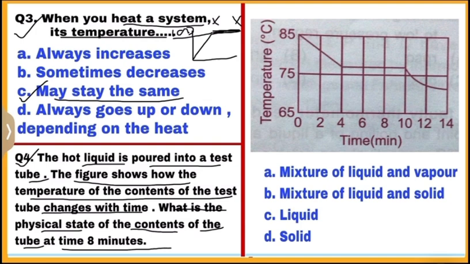Temperature remains constant from time 4 minutes to 10 minutes. This implies that the liquid state is being changed to solid state. Here liquid is changing into solid. So you can find here liquid and solid during this period. At the time 8 minutes, you will find a mixture of liquid and solid. So B is the correct answer for this question.